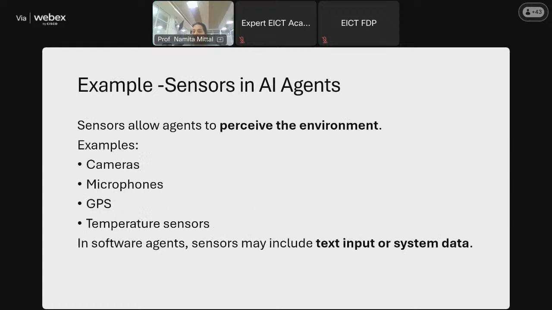So sensors allow agents to perceive the environment, like cameras, microphones, GPS. These are the sensors. Temperature, and in terms of agriculture, we can have soil sensors, weather sensors, humidity, so many things. In software agents, sensors may include text input or system data. So not only hardware sensors, we can have software sensors also, that is text input. What are the keywords in natural language? Maybe the input.